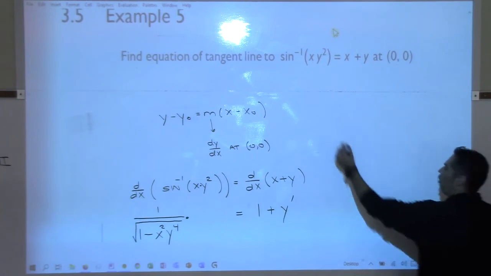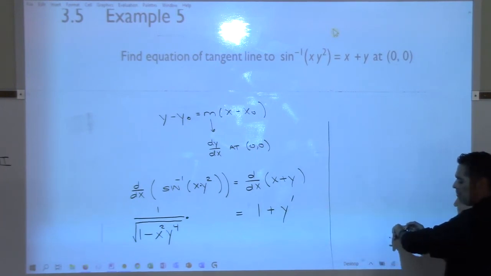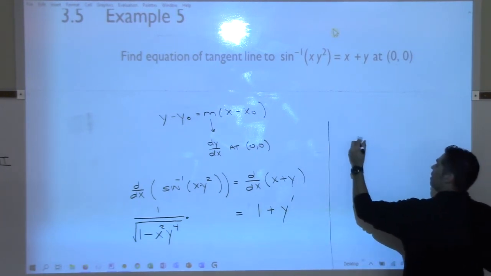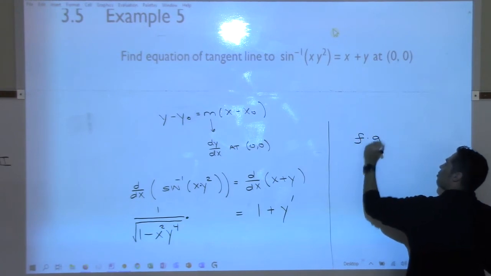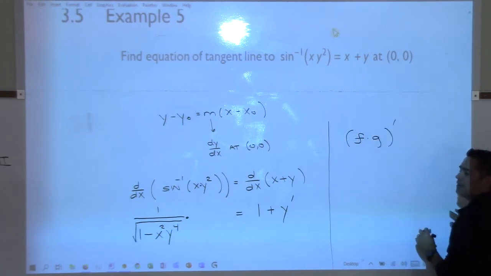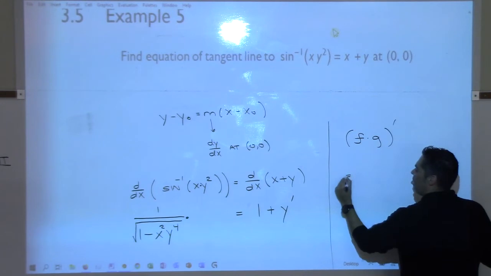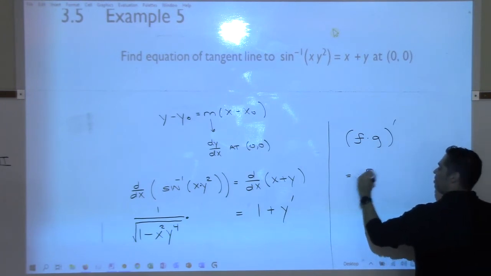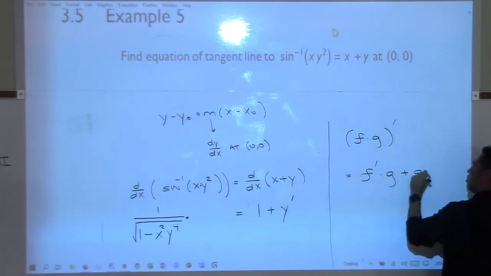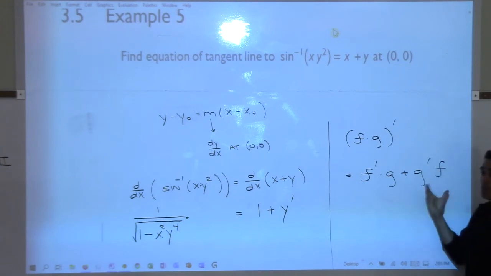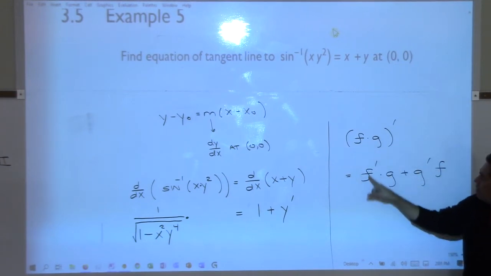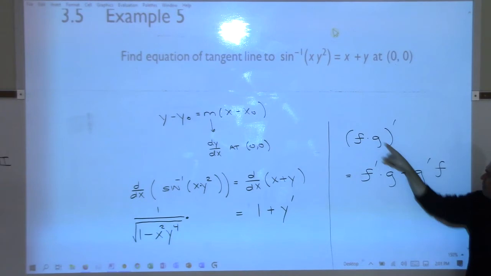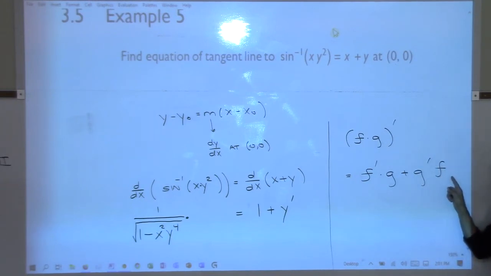Let's just do a quick poll, because I'm going to do it the same way all throughout the semester. Let's say we have two functions, f times g, and we take the derivative using the product rule. I teach my classes to do f prime times g plus g prime times f. That's the way I teach it. In other words, I do derivative of this one times that plus derivative of that one times that. How many of you do it that way?